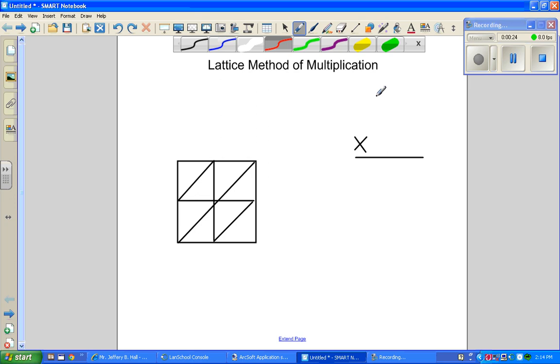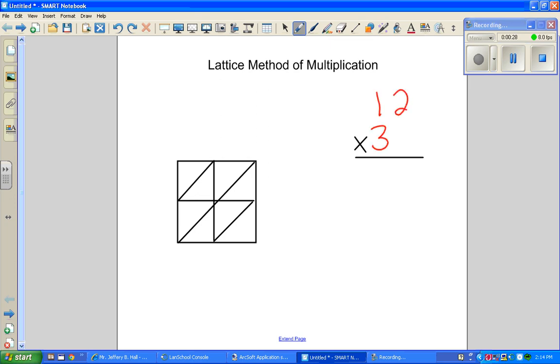So what I'm going to do is I'm actually going to write the first problem. This is the traditional way that we've learned how to do it, and that's how we write it. Now I want to show you how we would do it in lattice. We're actually doing 12 times 34. In lattice you actually have a square for each digit being multiplied. That's why we have 2 times 2 digits. So here we have 2 digits times 2 digits.